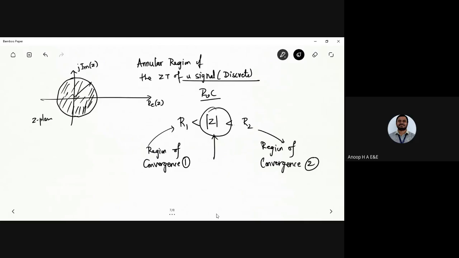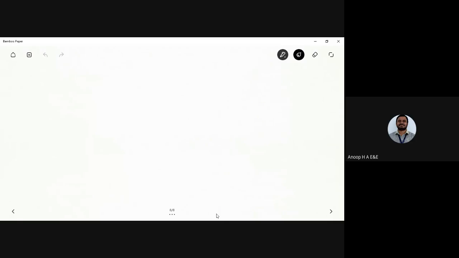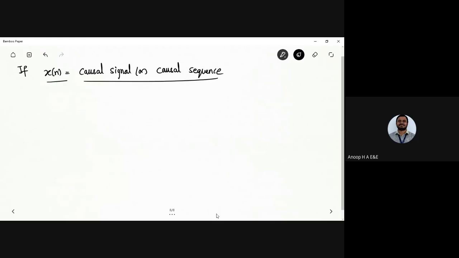it is generally called a causal sequence, only a one-sided sequence that is present there. So if x of n is a causal signal or a causal sequence, I can call it a causal signal. When I talk about a sequence, it is any discrete signal that has been expressed. I can call it a causal sequence.